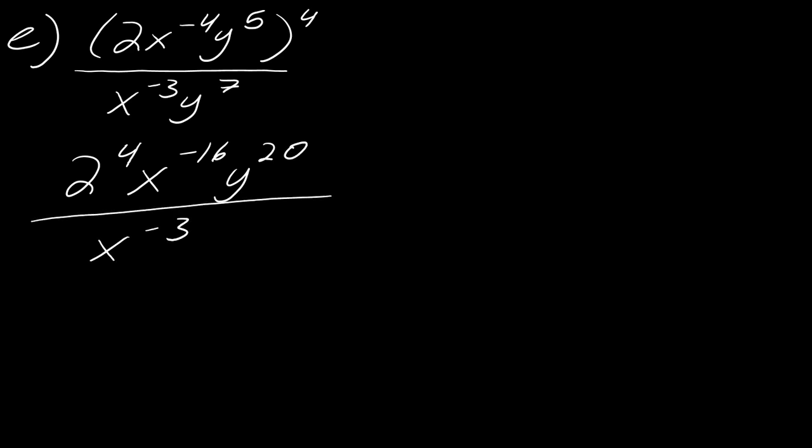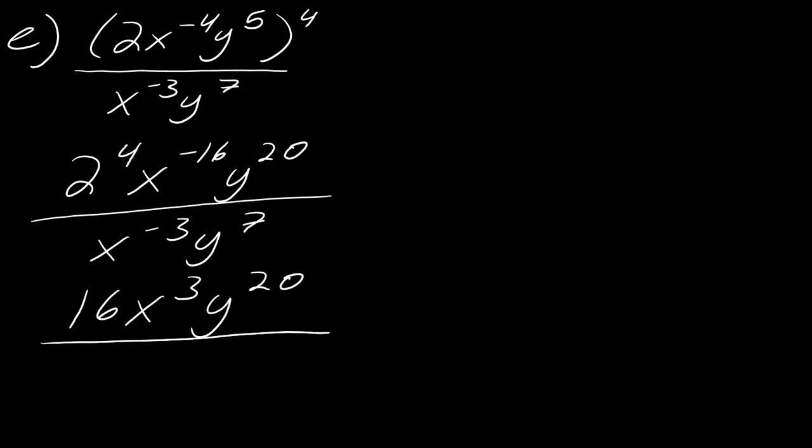And I didn't do anything to the bottom. So I have to do this because of the order of operations. I cannot start moving stuff around. The order of operations, so you have to deal with the parentheses and the exponent first. Okay, so now, let's see. I'm going to flip-flop this x and this x to get them where they belong. And then 2 to the 4th is 16. So this will be 16 x to the 3rd, y to the 20th, and then this will be x to the 16th, y to the 7th.